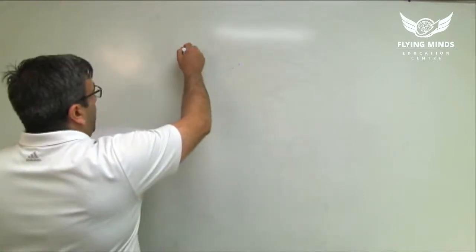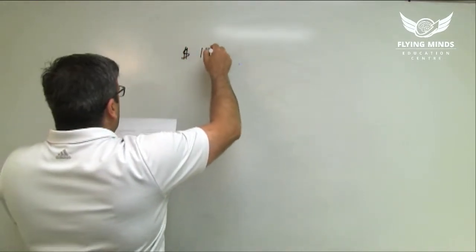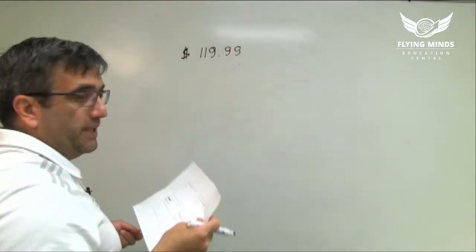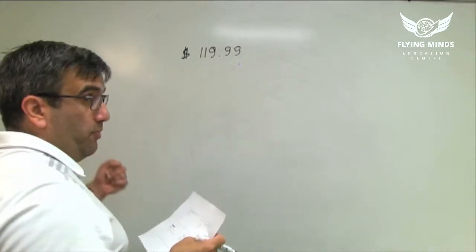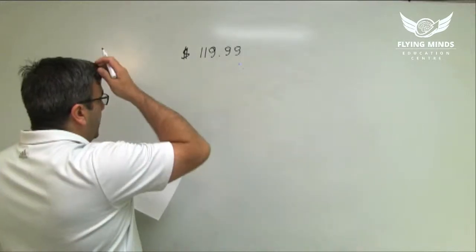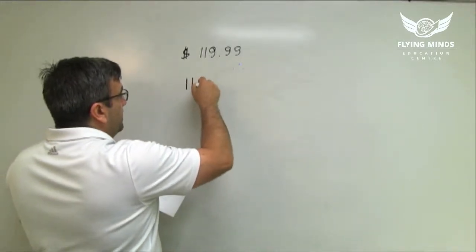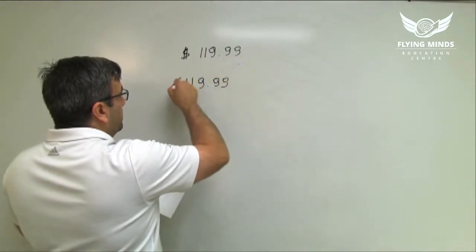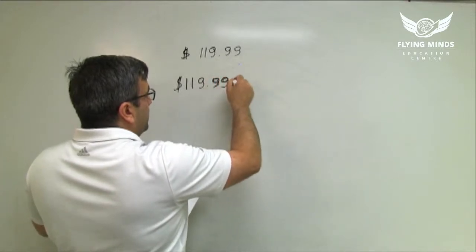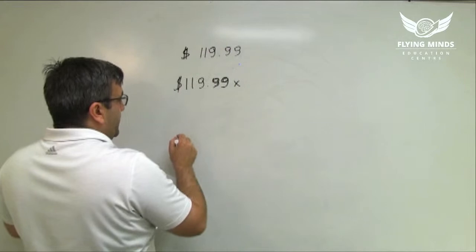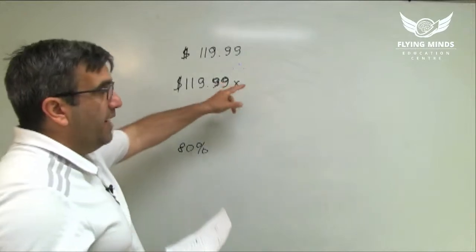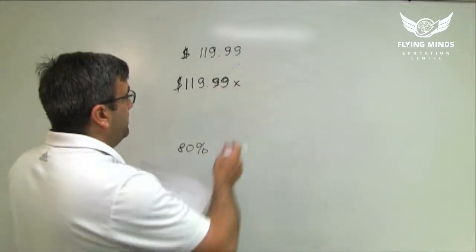So regular price is $190.99. So we applied 20% discount. So the remaining price is 80% of the original price, right? To find the discounted price, we need to multiply this amount by 80%. If we convert, we can multiply times 80 divided by 100, right?